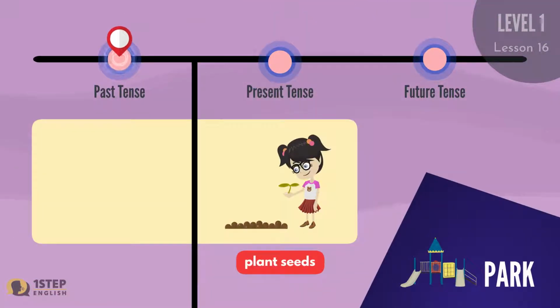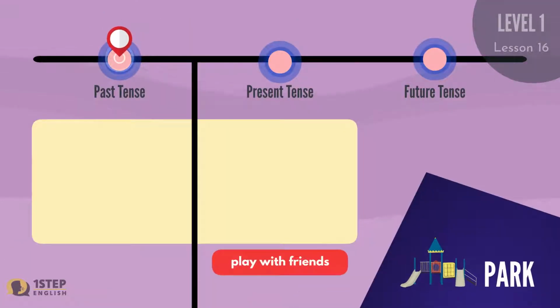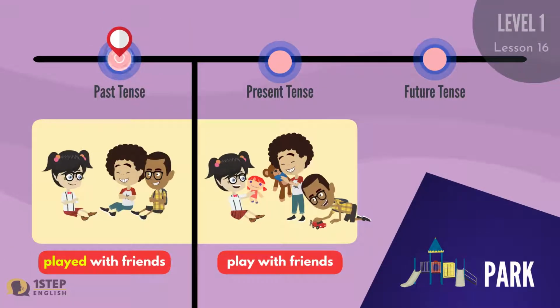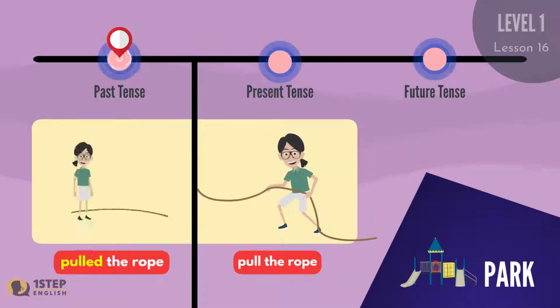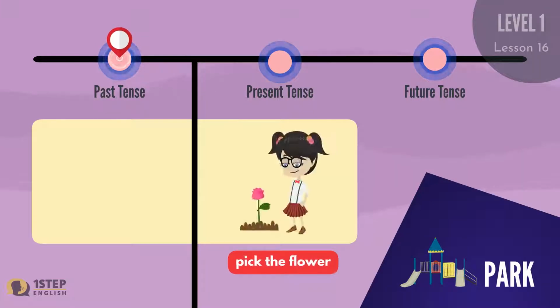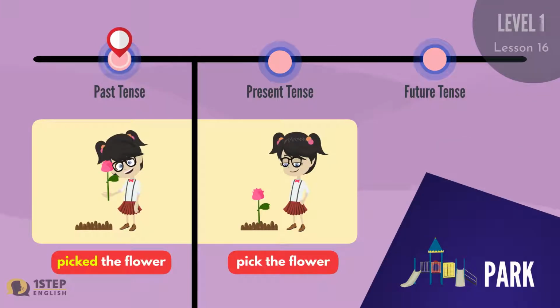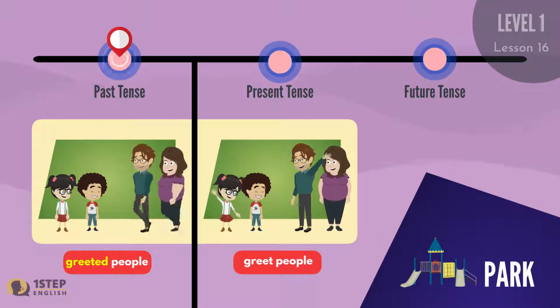Park. Plant seeds. Planted seeds. Park. Play with friends. Played with friends. Park. Pull the rope. Pulled the rope. Park. Pick the flower. Picked the flower. Park. Greet people. Greeted people.